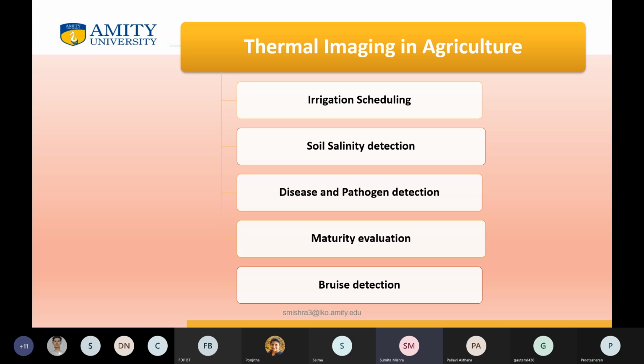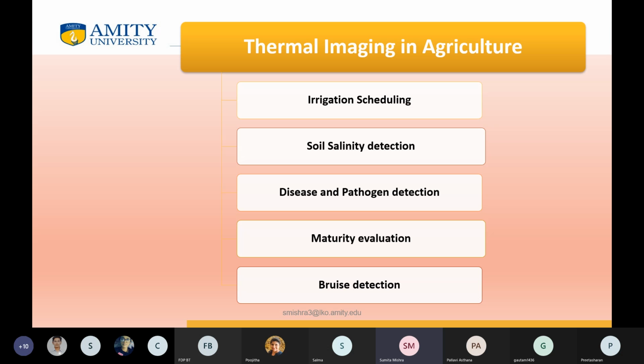Then there is some research on soil salinity detection also, although not much research is there, but some people have done research on detecting the effect of salinity on plant growth. Soil salinity basically impedes crop growth, and when you examine these images with a normal reflected camera, you cannot obtain the features which are required for soil salinity detection. So here thermal imaging can be a very useful technology.